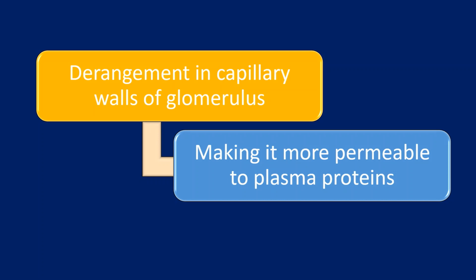Now this leakage can be of two types, highly selective or poorly selective proteinuria. Highly selective proteinuria only leaks out low molecular weight proteins. Poorly selective, as the name suggests, doesn't care about molecular weight. So high molecular weight as well as low molecular weight proteins are excreted out.